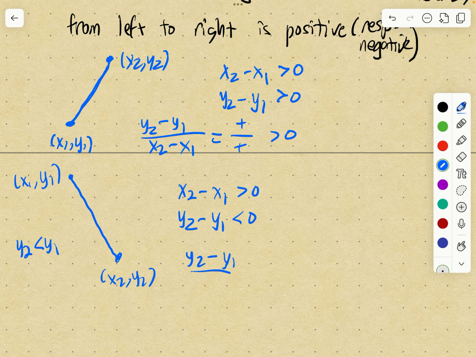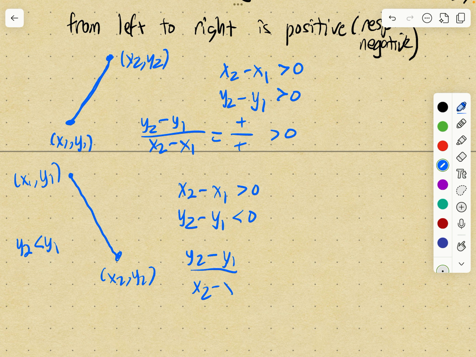So then when you calculate the slope, okay, y2 minus y1 is negative, x2 minus x1 stays positive, negative divided by positive is negative. So that's why the slope of a line segment that goes down as you go to the right is negative. Okay.